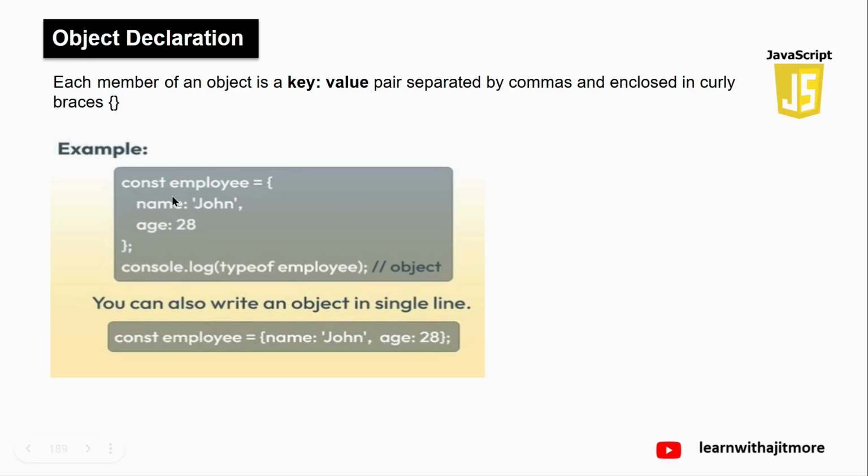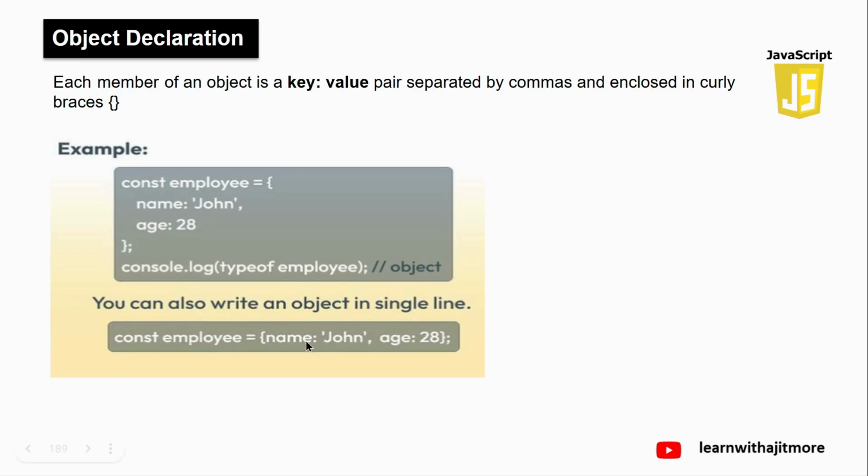We already created this in the previous slide. I showed you. Const employee equal to, in a pair of brace brackets, I'm enlisting all the members. That is the characteristics or attributes or properties or fields of your object. So name, its value, age, its value. You can check the data type of this employee object.